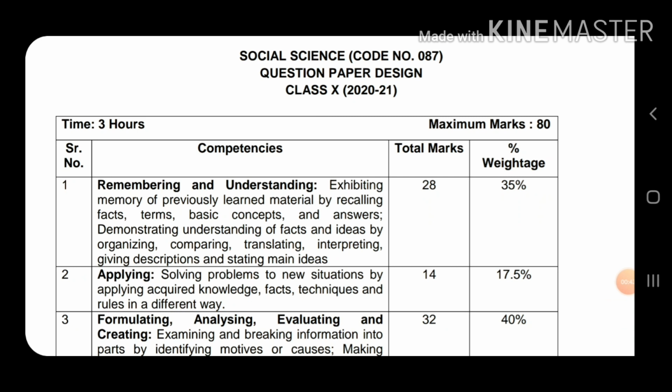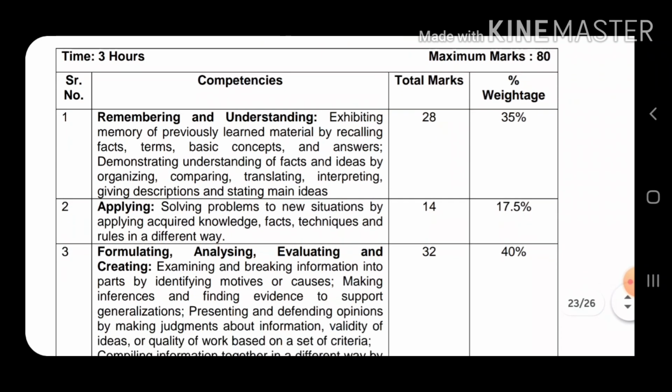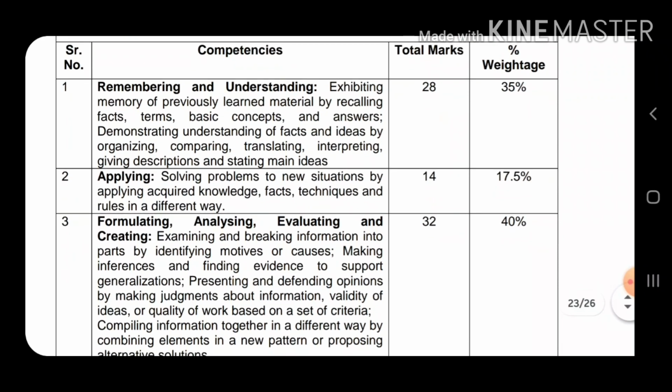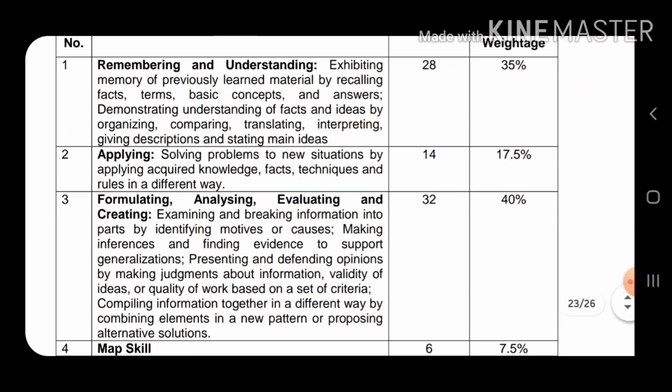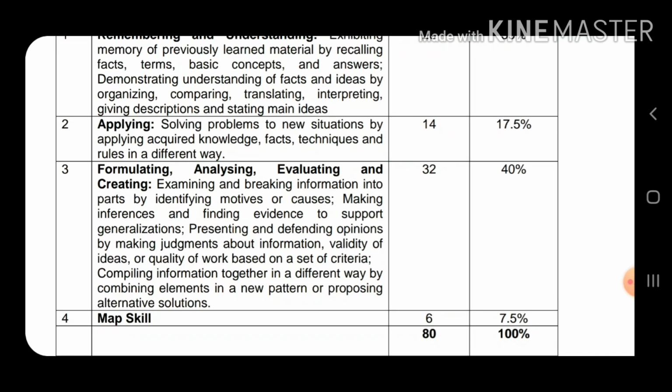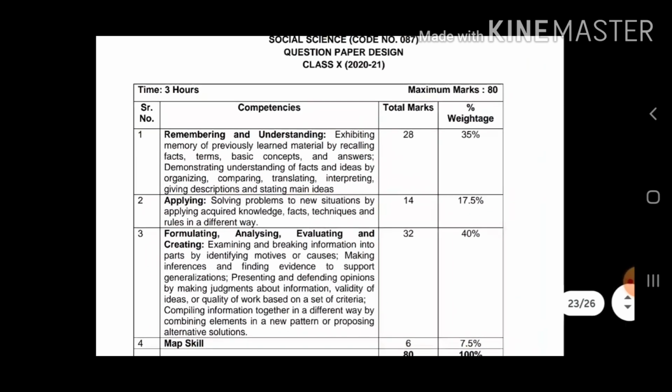Here you are seeing the question paper design for 80 marks and you are going to write the exam for 3 hours. In that your knowledge will be assessed in 4 ways. The first one is remembering and understanding the concepts. Based on this topic you will be getting 28 marks, and applying the knowledge carries 14 marks, and formulating, analyzing, evaluating and creating the answers will have 32 marks. Finally, map skill will have 6 marks. So totally 80 marks for your examination.